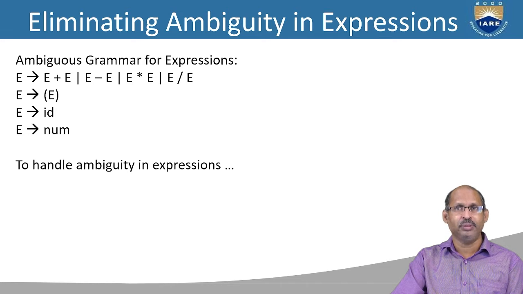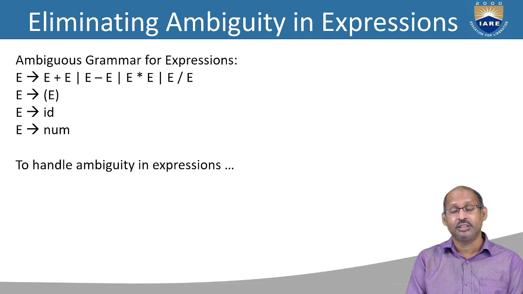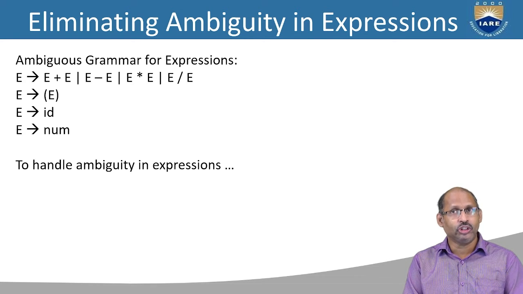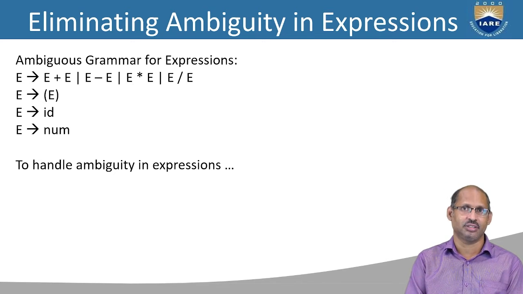Now, the ambiguous grammar for expressions. What we have discussed earlier is that there is no direct method to eliminate the ambiguity in the grammar. That ambiguity can be eliminated by rewriting the productions so that we can result in unambiguous grammars. The best method is to rewrite the productions to get unambiguous grammars.